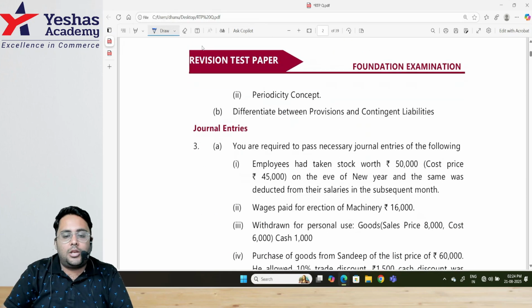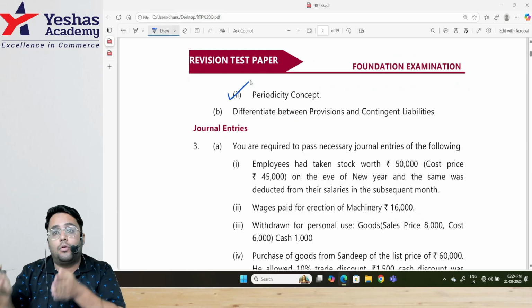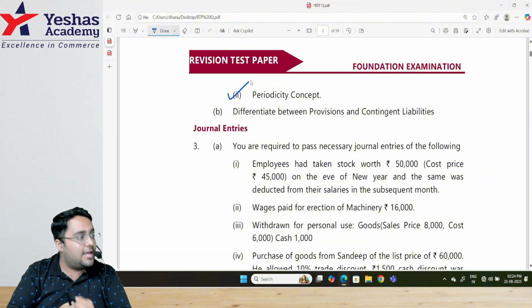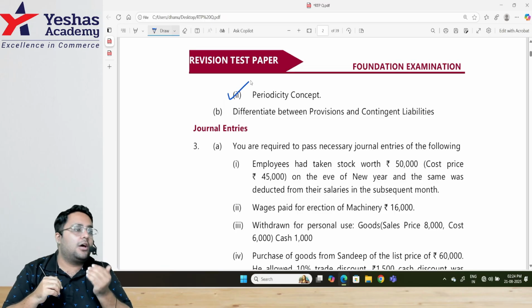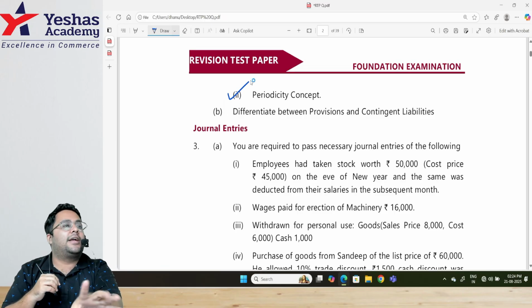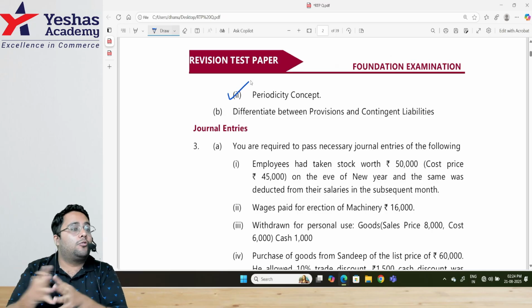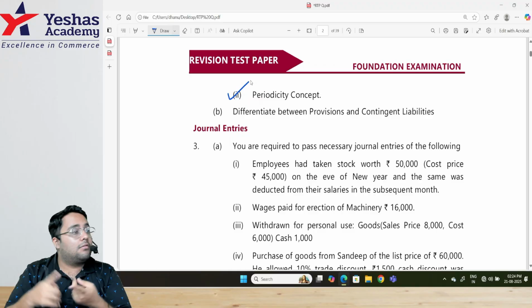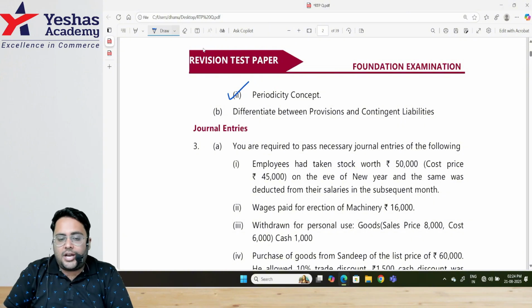Periodicity concept. The life of a business is long, uncertain, indefinite. You will break it down into smaller intervals of time. Each time gap is called an accounting period. Does it have to be 1 year? No, it can be less than 1 year or more than 1 year. Generally, 1 year is followed as the accounting period. Periodicity concept helps us to follow consistency, matching concept, and comparison from year to year. Is that clear?